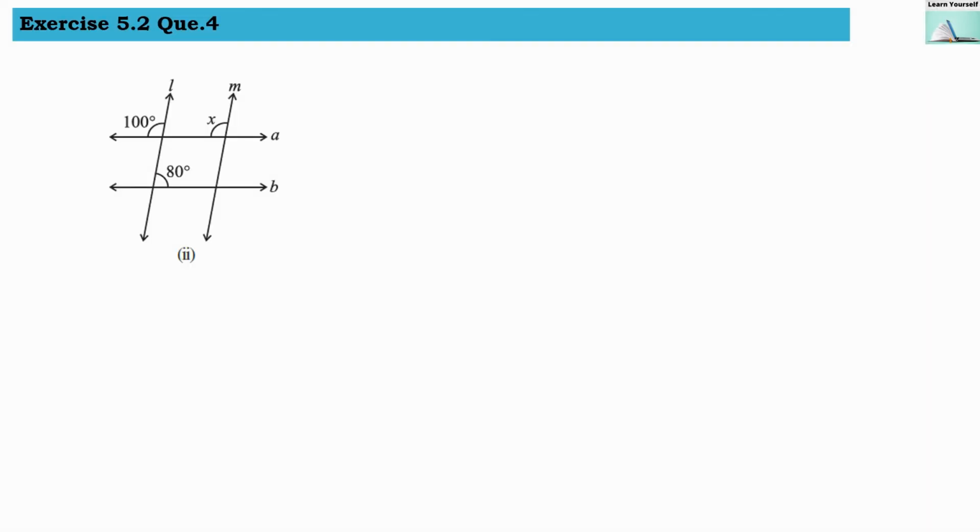Our second example, in this we have to find this angle x's measure. As you can see here, the 100 degree angle and angle x are corresponding angles. So that's why their measures should be equal. So directly we get the answer from here, since they are corresponding angles. So angle x's measure will be 100 degrees.